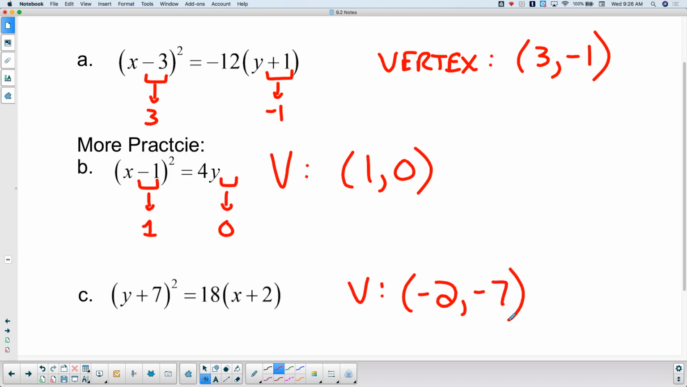It's not left to right, right? It's what's attached to it. Okay? Up here in these two, x came first, so that's why we looked at x. Down here, this is the x, thinking oppositely, it's -2. This is the y, thinking oppositely, it's -7. Okay? With me? Okay. All right.